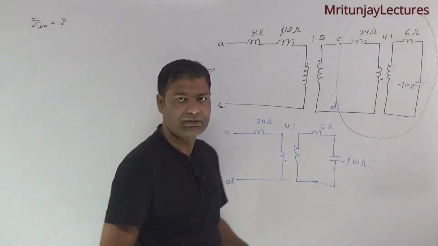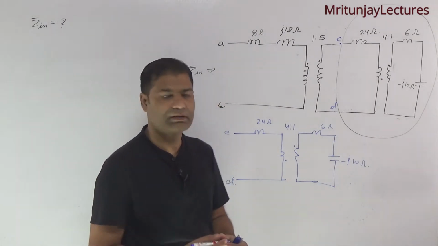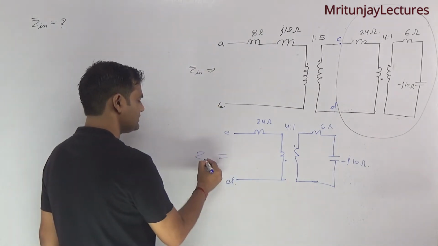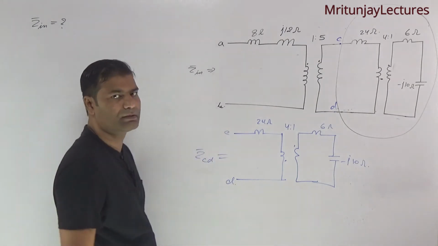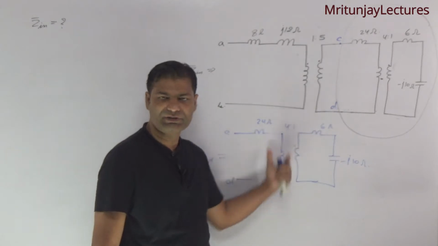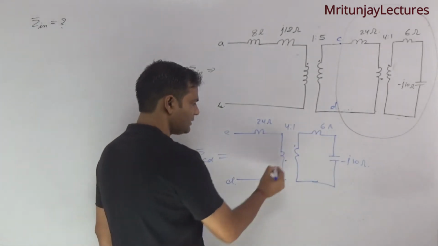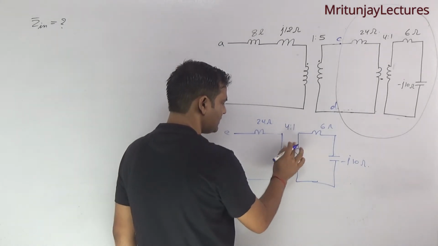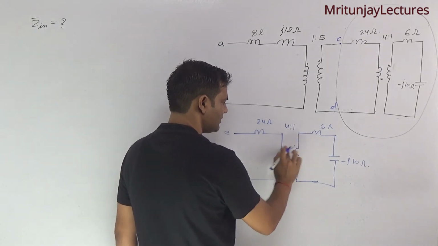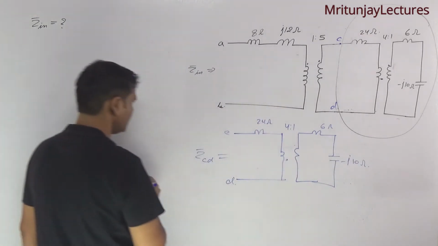What is the equivalent corresponding to ZCD? If this is the primary side, this is the secondary side corresponding to this circuit. Now whatever be the polarity direction, like this one or like this one, it is not affected.